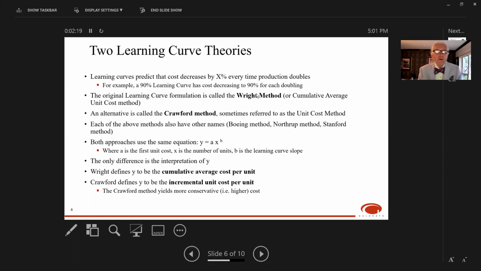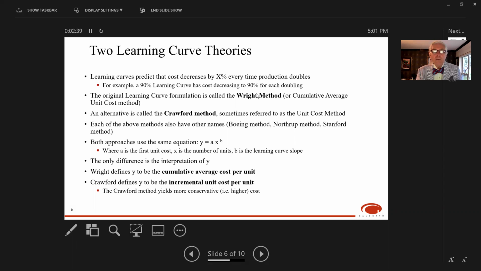Now, there are two learning curve theories out there. Both of them predict that costs will decrease by X% every time production quantity doubles. So, for example, a 90% learning curve has costs decreasing to 90% of the former costs for each doubling of quantity. You'll see that in a moment.